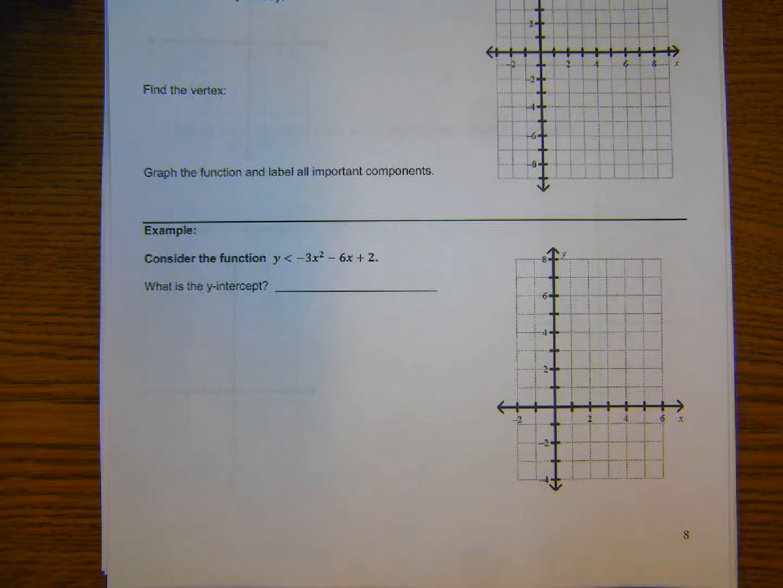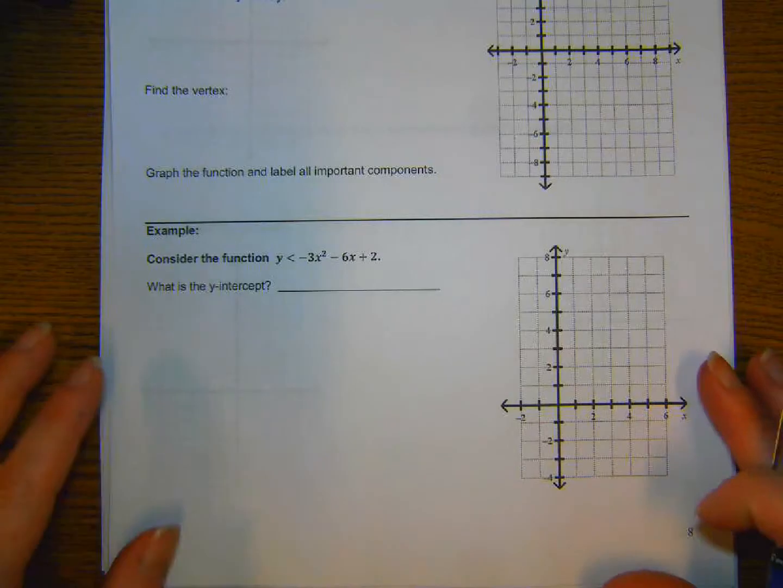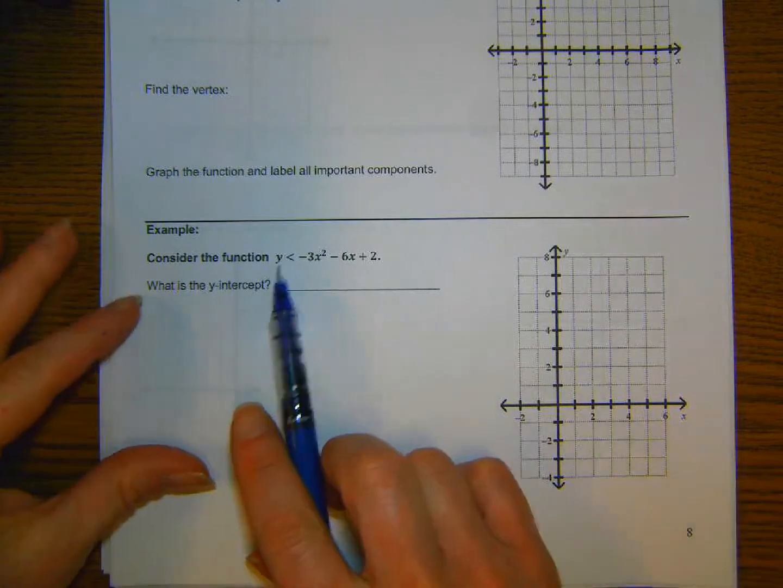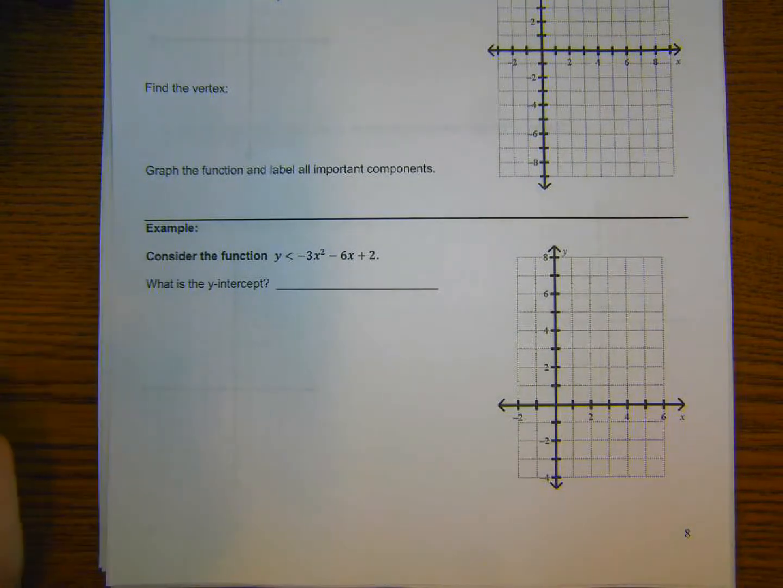Okay, so the last thing we are going to do is graph a quadratic inequality. This is similar to what we did before. Let's not get tricked because we have a less than sign there. We're still going to find the same things as we did before.